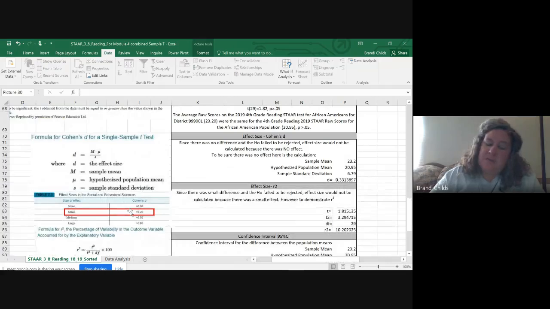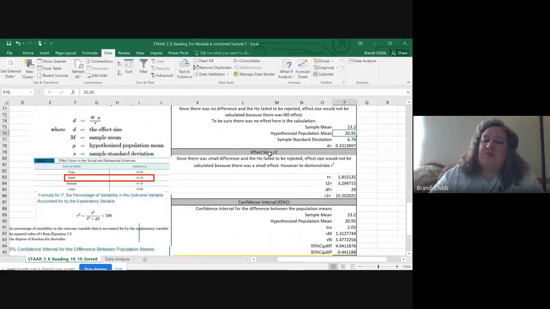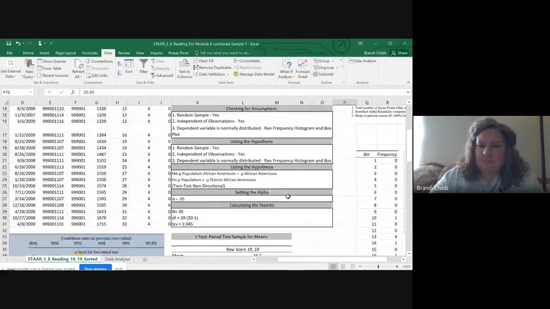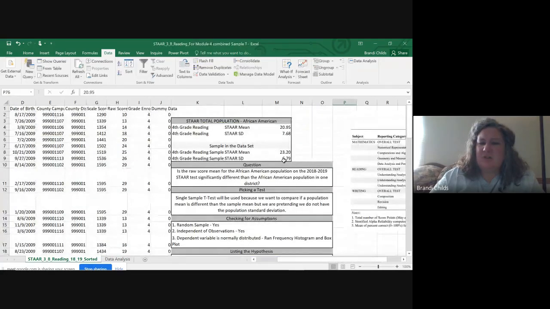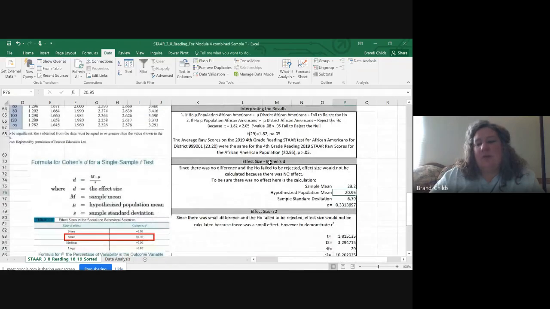Is it a big effect or not? This is how I figured this out. And it says, since there was no difference, it failed to be rejected. Effect size would not be calculated because there was no effect. However, to be sure there was no effect, we did calculate it just to show. So the sample mean and hypothesized mean are from the very top. Here are my numbers, and here was also the standard deviation. You can use them from there. There are also other places.